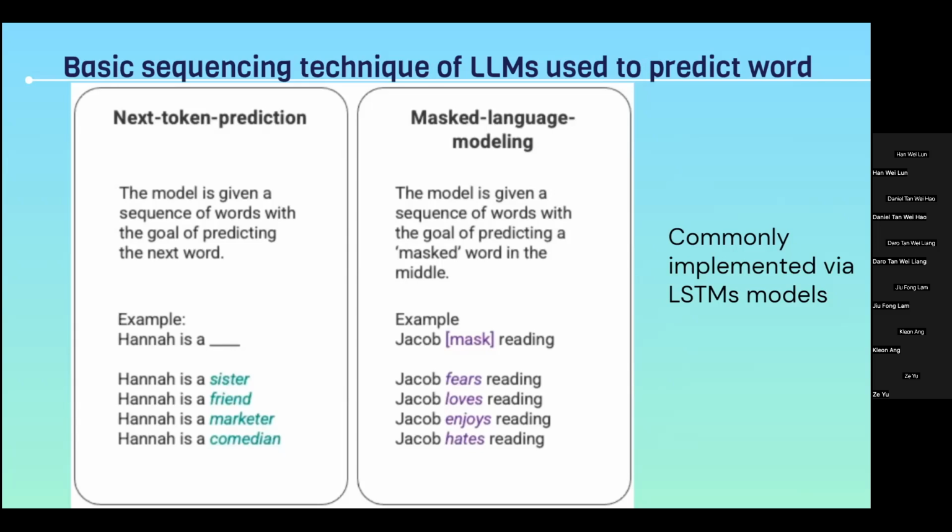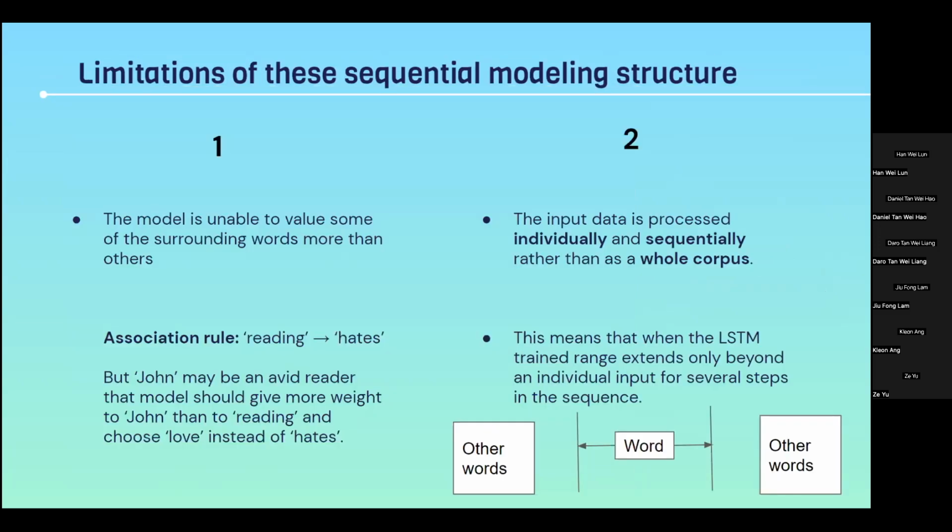LLMs are generally and commonly implemented via LSTM models. This is a form of recurrent neural network, one of the flavors of recurrent neural networks. It is very popular, the more popular kind of recurrent neural network application, which is LSTMs. Some of the limitations of the sequential modeling structure is that the model is unable to value some of the surrounding words more than others.